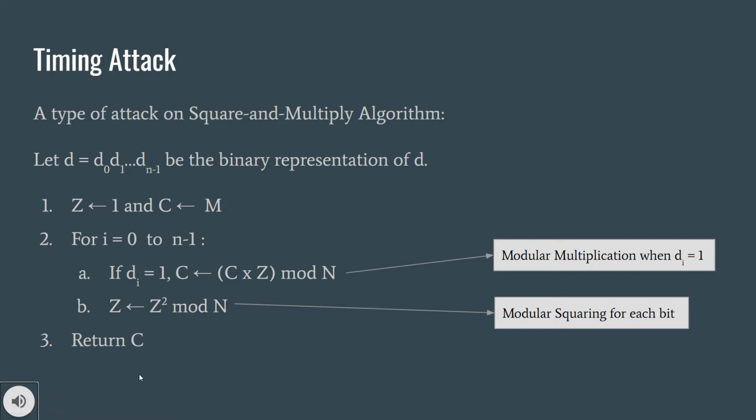Timing attack. This is a type of attack on the square and multiply algorithm. If you are given the binary representation of d, remember that in the second step, if di is 1, we perform a modular multiplication. And in step 2b, we always perform squaring for each bit.